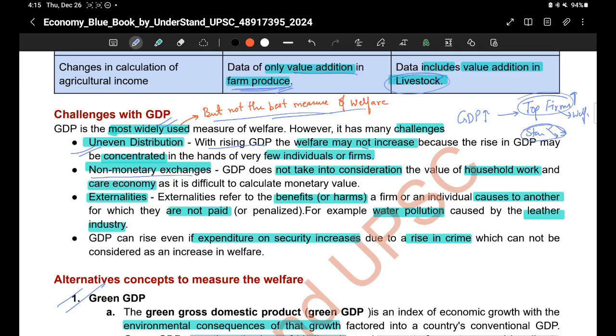Non-monetary exchanges. GDP does not take into consideration the value of household work and care economy, as it is difficult to calculate the monetary value. Care economy means taking care of the old age and all that. Household work, that is also not taken into consideration.